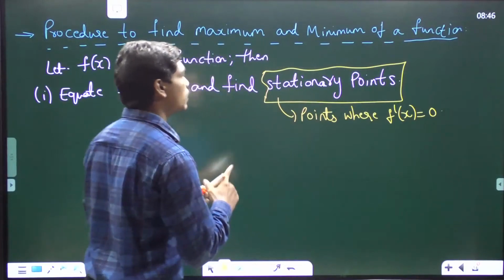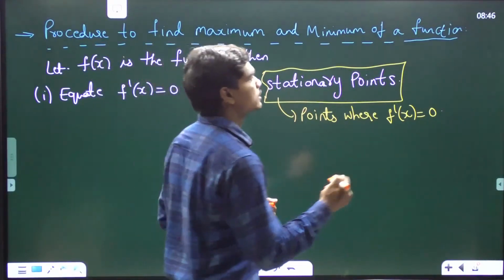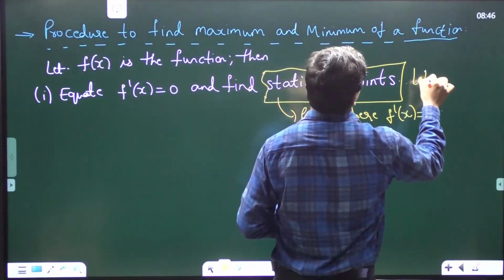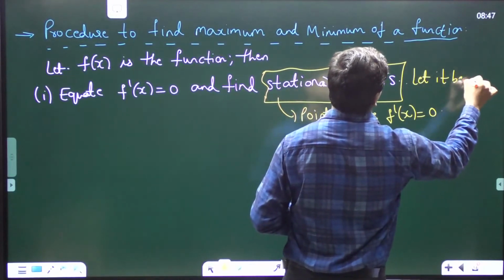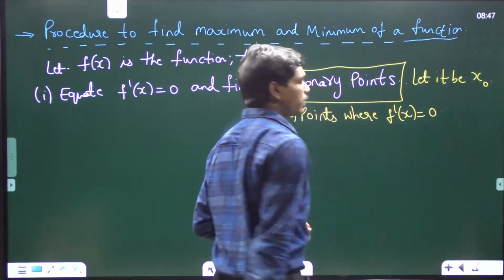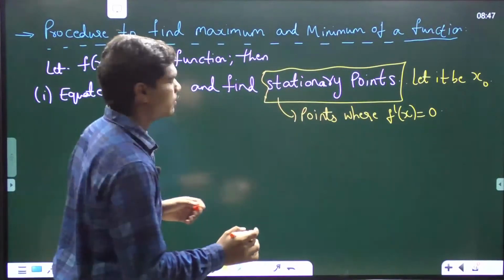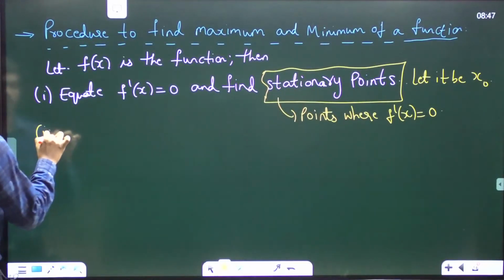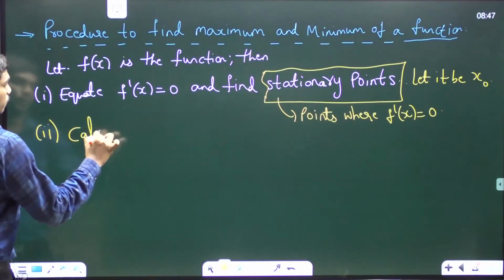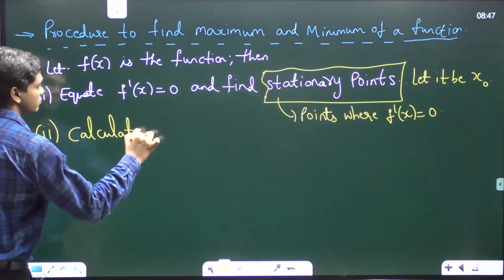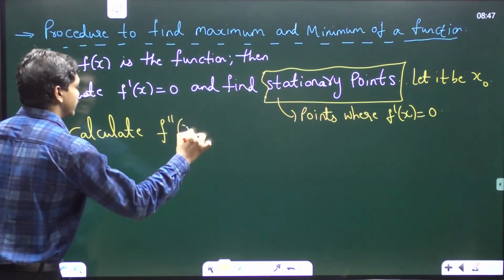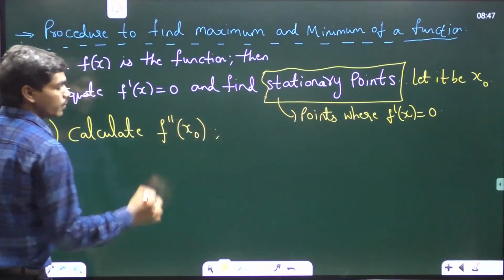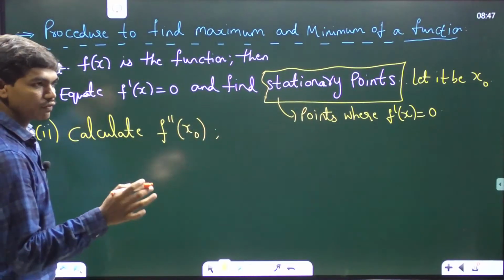So let me consider one such stationary point, and let me discuss the cases. Let it be x0. So x0 is one stationary point. Okay. Now we need to calculate f double dash of x0.